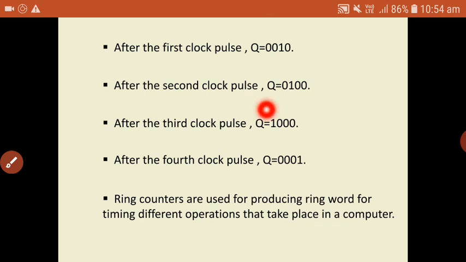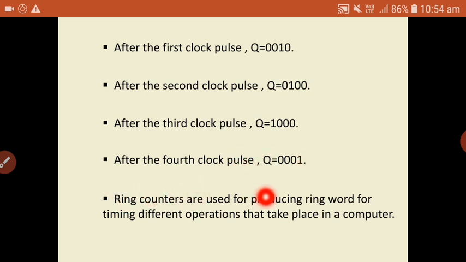Okay, so after the first clock pulse, output will be 0 0 1 0. After the second clock pulse, output will be 0 1 0 0. After the third clock pulse, output will be 1 0 0 0, and after the fourth clock pulse, output will be again 0 0 0 1. So it is coming to its initial position, and as long as the clock pulses are being continuously applied, its output will be shifting like this.